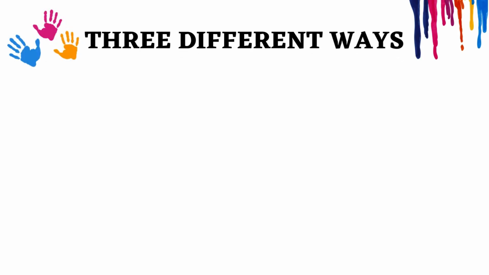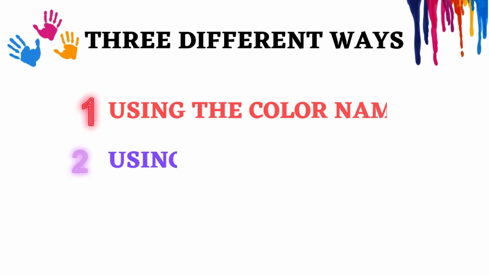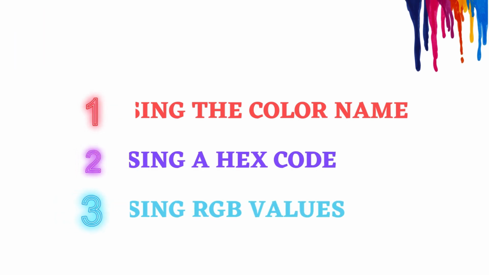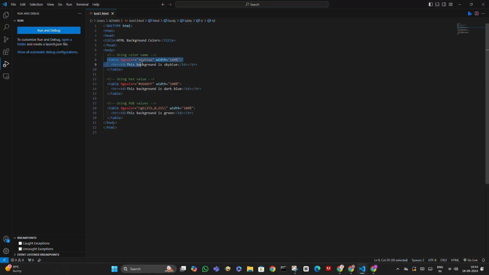You can specify the color value in 3 different ways: using the color name, using a hex code, or using RGB values. This HTML code shows how to set table background colors using different methods. The first table uses the color name sky blue. The second table applies the hexadecimal value 6666FF for a dark blue background. And the third table uses the RGB value rgb(255, 0, 255) to produce a magenta background. Each table spans the full width of the page. The text inside each table describes the background color being used.